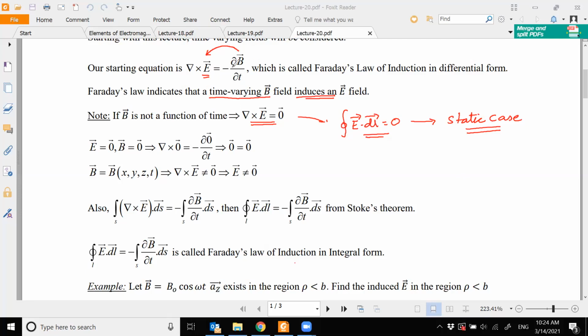Now, when my B bar is a function of time, then my del cross E bar is not equal to zero. So the time varying magnetic field has a capability of producing an electric field. This is called Faraday's law of induction, which Faraday was able to show with an experiment. So that's why this is our starting point.